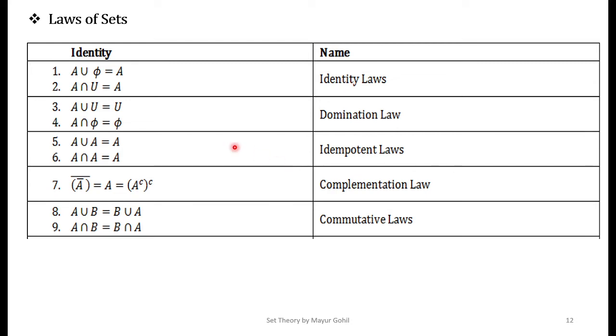The next one, now this is the domination law. It says A union with the universal set is the universal set, and A intersection with the null set is the null set. Okay, so this is called domination law. The next one is A union with A. When you take the union of the set with itself, you are going to get A again. And when you take the intersection of the given set A with itself, again you are going to get the same set back. Okay, so this is called idempotent law.